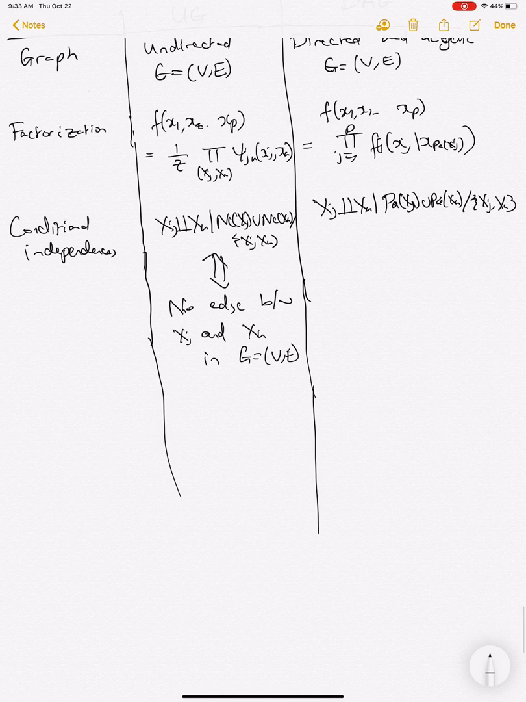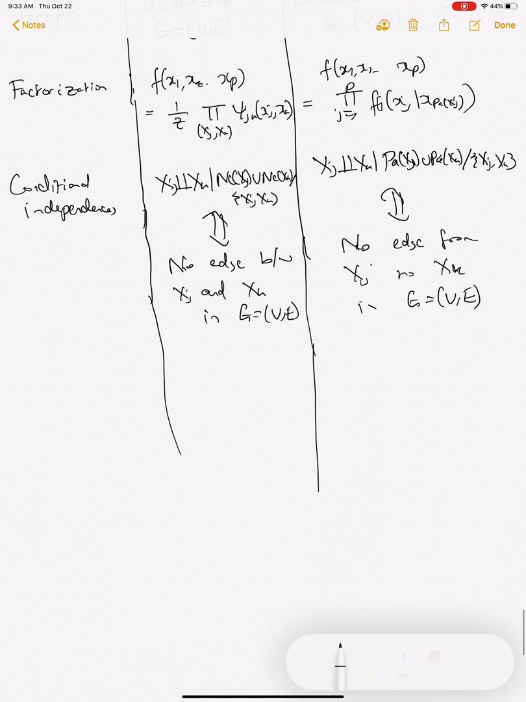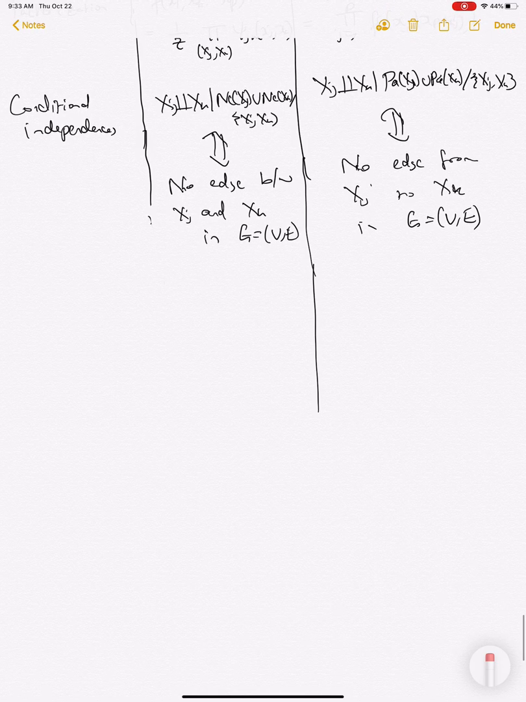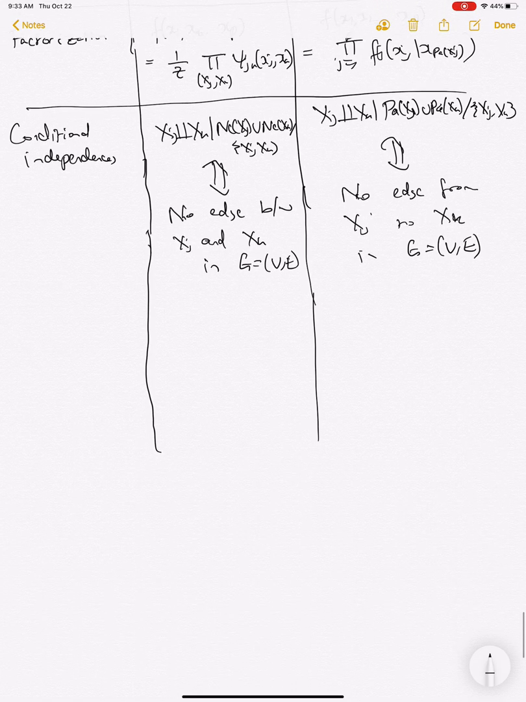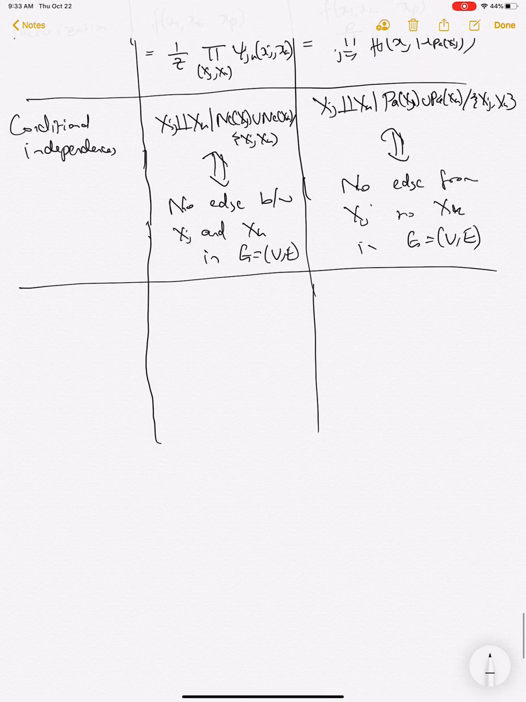And this is equivalent to no edge from xj to xk in either direction in your graph. And then the final thing is what we've just talked about, and it just came up here as well. So let me separate this like this.